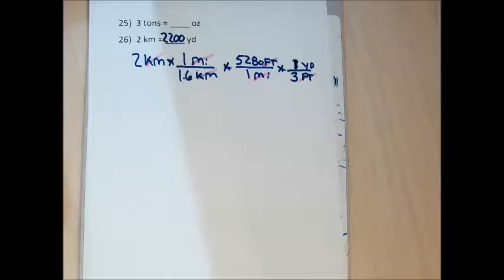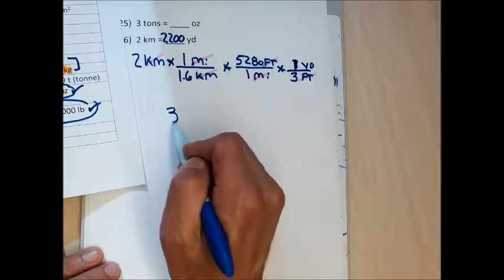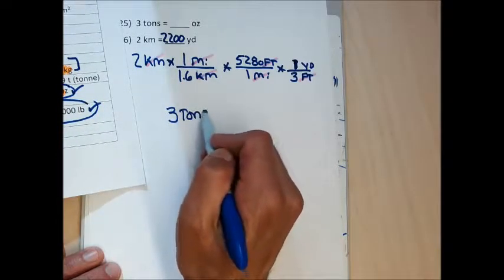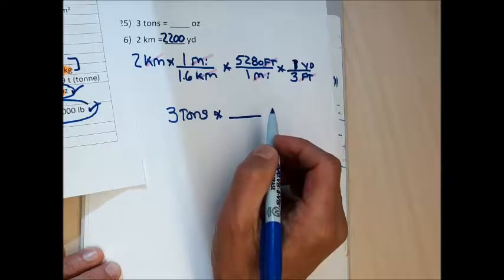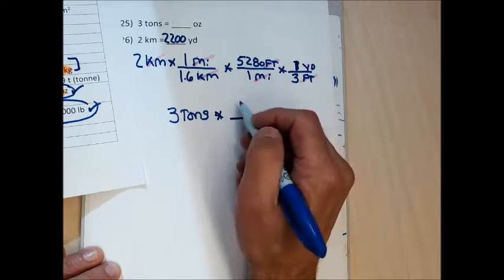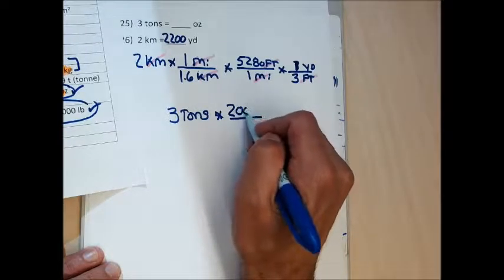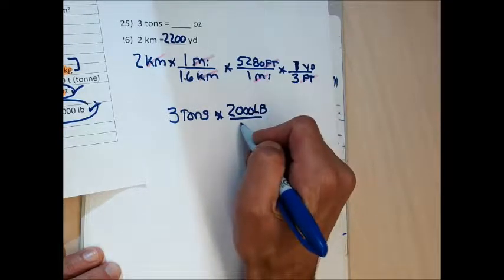Real quickly, I won't do it all the way out, but when you did 25, you should have started with the 3 tons. The first fraction that you're going to multiply by is going to have you go from 2,000 pounds is equal to 1 ton.